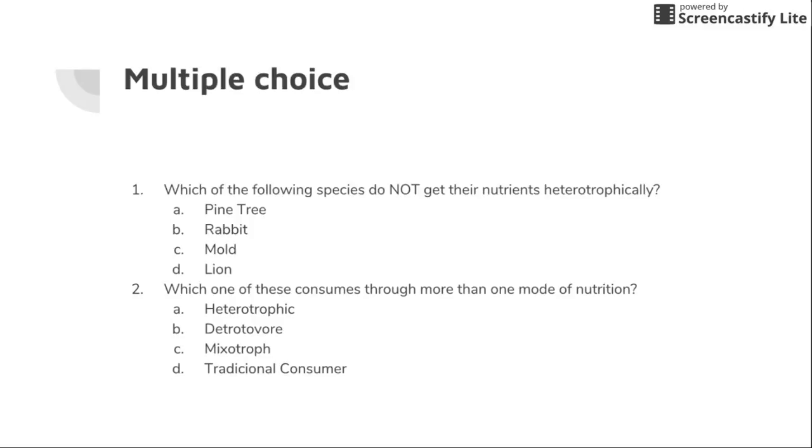Multiple choice. Number 1. Which of the following species do not get their nutrients heterotrophically? A. Pine tree. B. Rabbit. C. Mold. D. Lion. Number 2. Which one of these consumers gets nutrients through more than one mode of nutrition? A. Heterotrophic. B. Detritivore. C. Mixotroph. D. Traditional consumer.